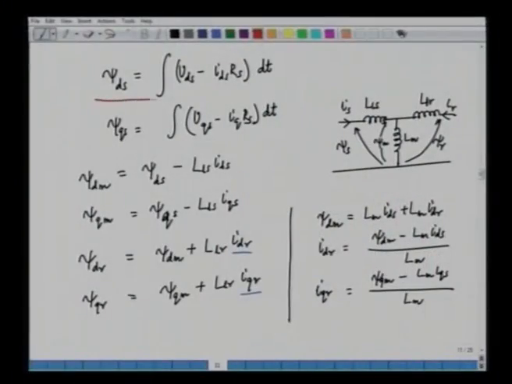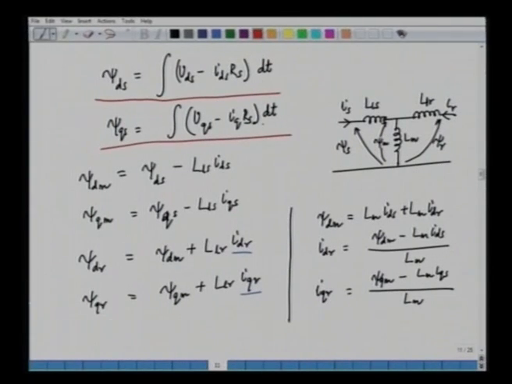Now, this is very appropriate when the speed is high, and the main bottleneck of this method is that whenever we have low speed operation, when the speed is very low, it is difficult to integrate the voltage to find out the flux linkage. This is the difficulty in the measurement.